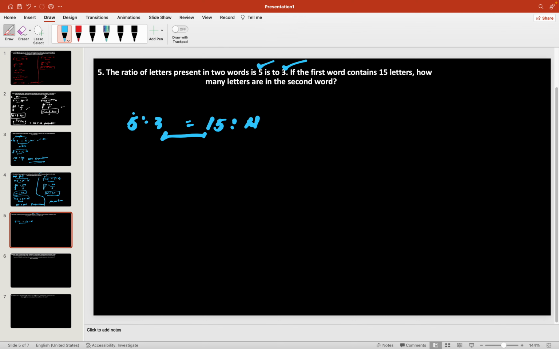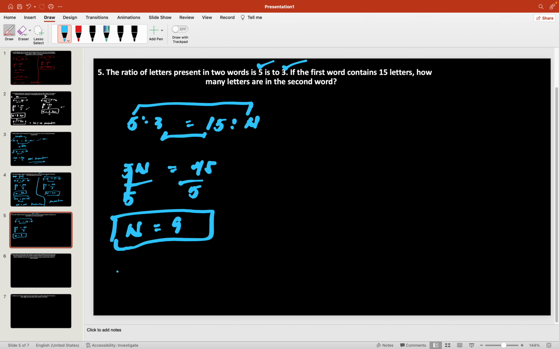So, the same, multiply the means and extremes. So, 5 times n, we have 5n. 3 times 15, we have 45. Divide both sides by 5. And n is equals to 9.